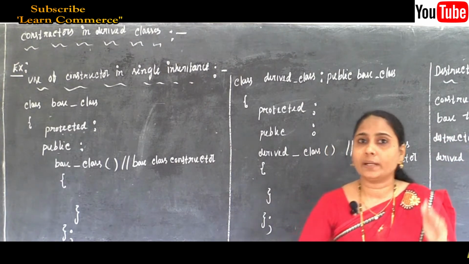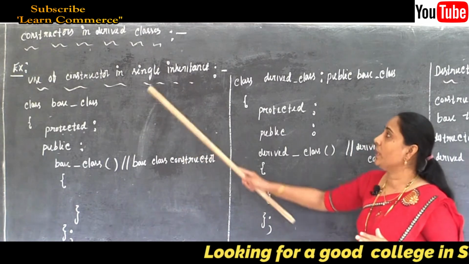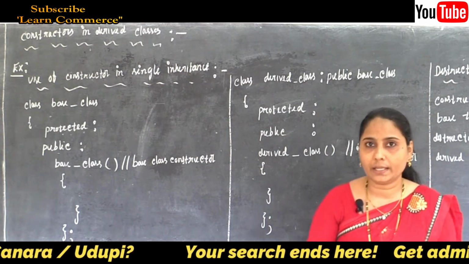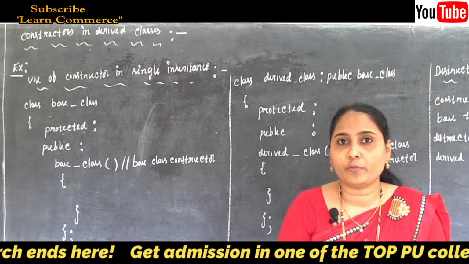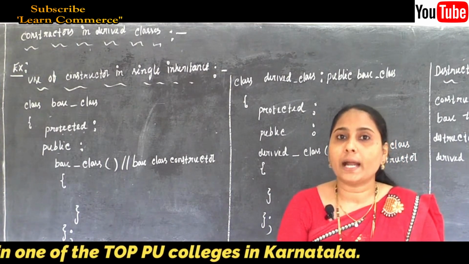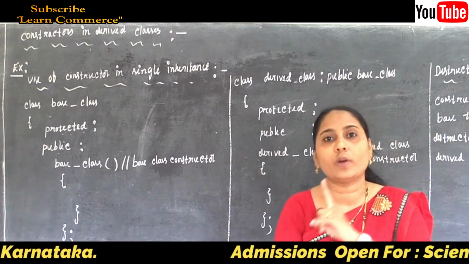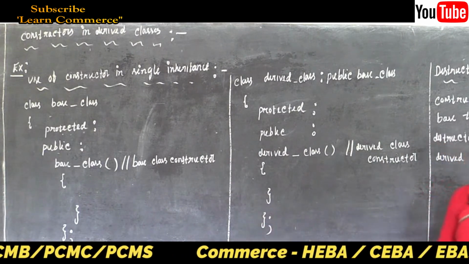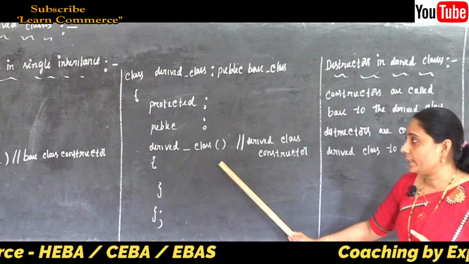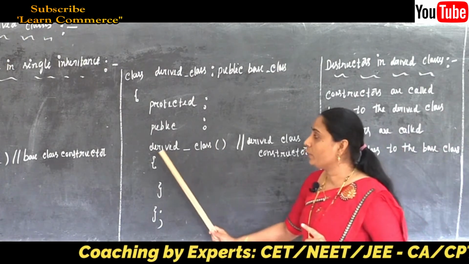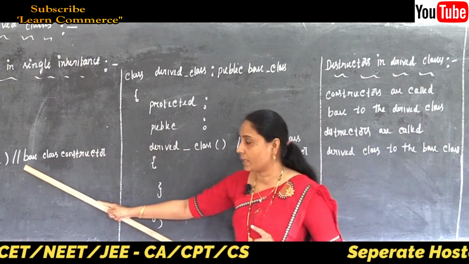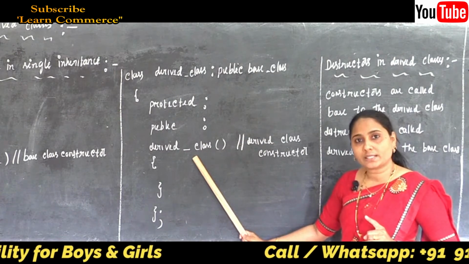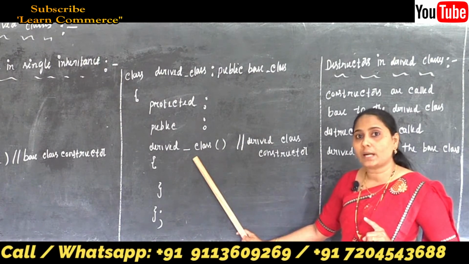In this example I want to talk only about single inheritance, and we know the meaning of single inheritance. If a class is derived from a single base class, that means there is one base class and one derived class. Clear this point? Why? Because if the base class has a constructor function, then the derived class should have a constructor function, and it is compulsory.